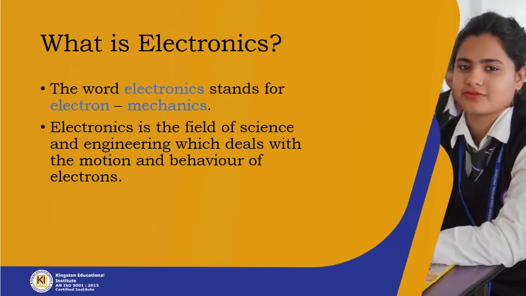So, what is electronics? We can split the word electronics as electron and mechanics. So now the definition is clear. Electronics is a subject or a field of science or engineering that deals with the motion and behavior of electrons.